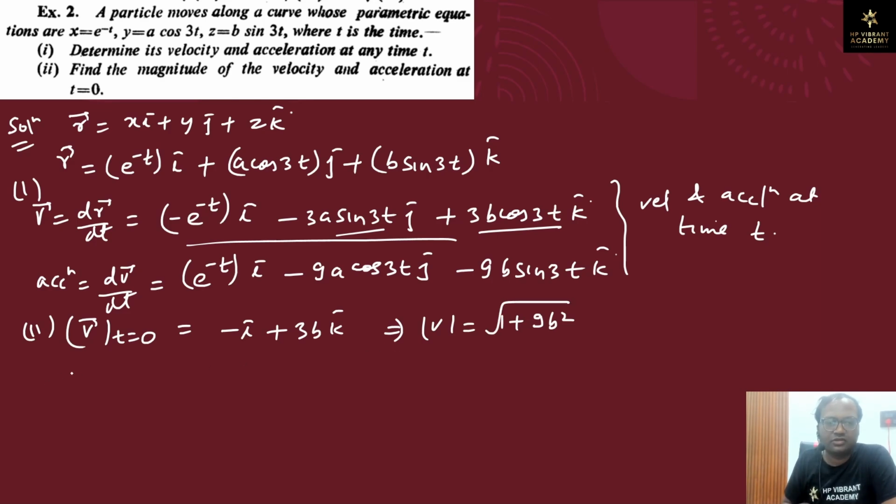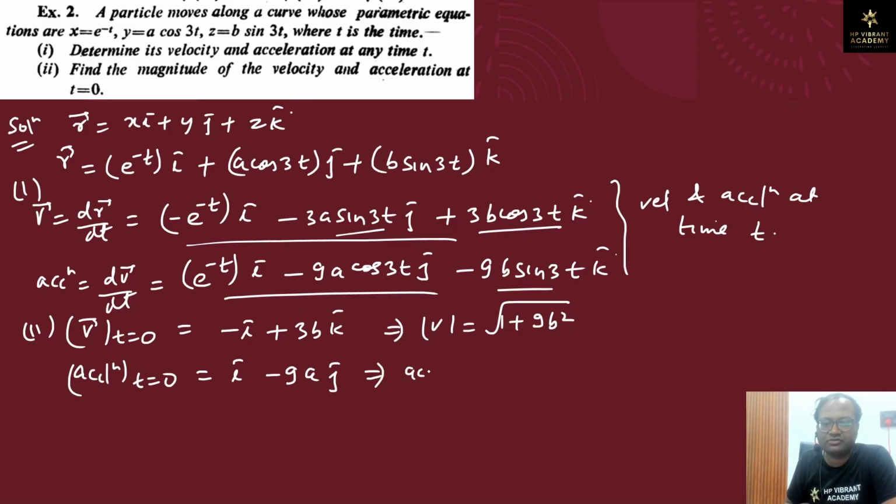Okay, now acceleration at t is equal to 0. So let us put t is equal to 0 in this. So this is equal to i cap minus 9a j cap and this will be 0. So the magnitude of acceleration will be square root under 1 plus 9 square a square. Okay, this is the answer of second part.